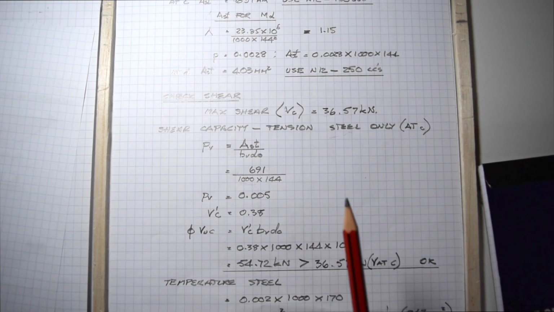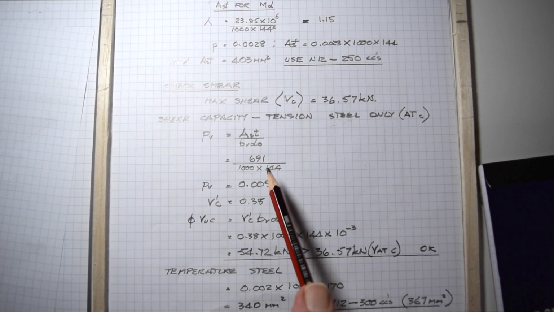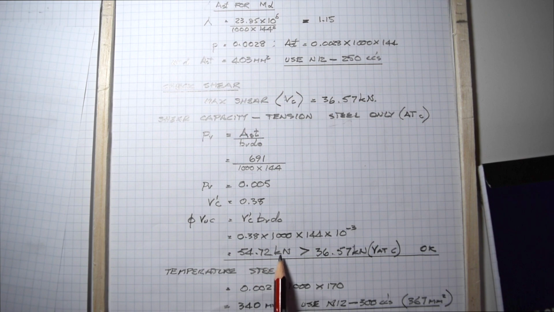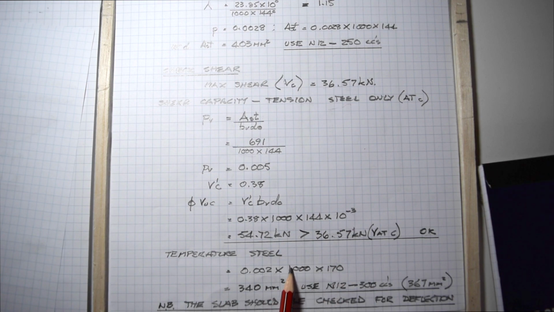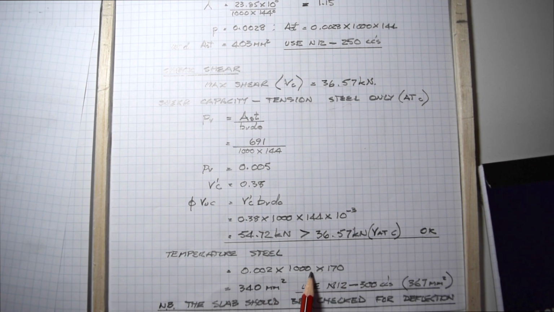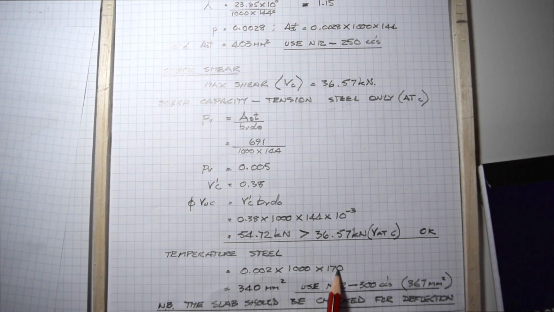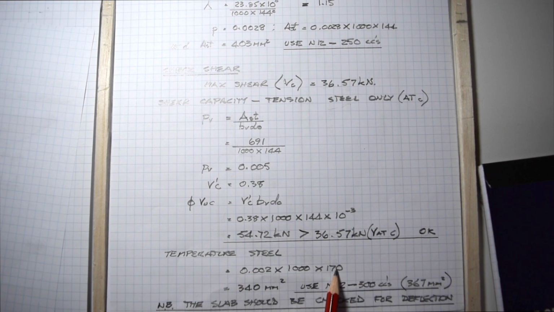And we find, having done all that, using your shear charts, that the strength of the beam is 54.72 kilonewtons, much greater than the actual shear force on the beam, so it is okay. Your temperature steel, according to code, is 0.002 of the cross-sectional area, a 1 meter wide strip by the thickness of the slab.